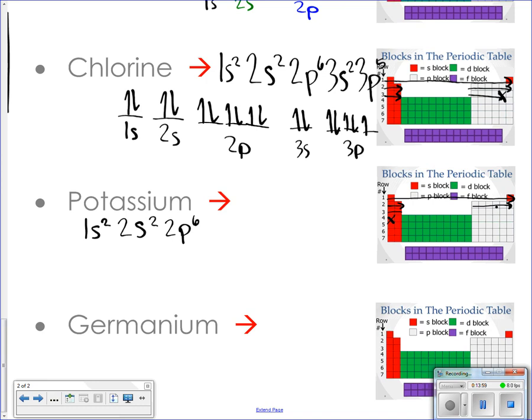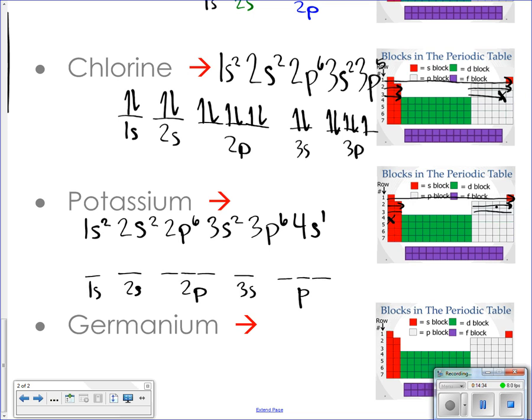Then we have 3s2, 3p6, and 4s1. There's your electron configuration. Now let's do the orbital diagram. In the s sublevel, there's 1 atomic orbital. So I'm going to draw 1 for each of my s's. In the p, there are 3. Here's another s. Here's another p. And then my 4s.